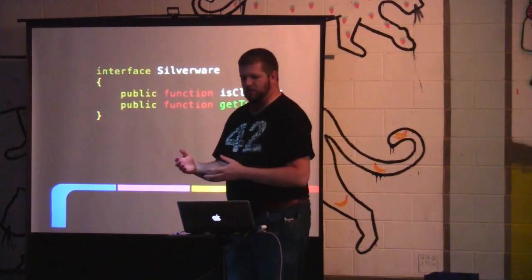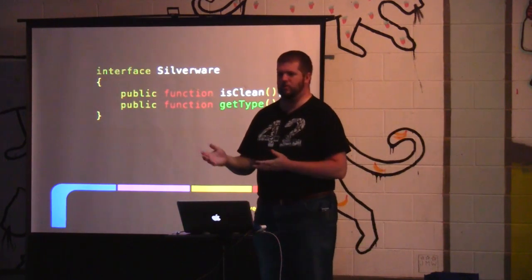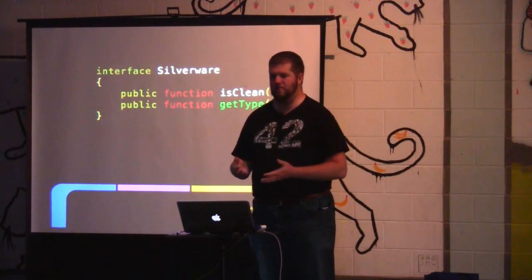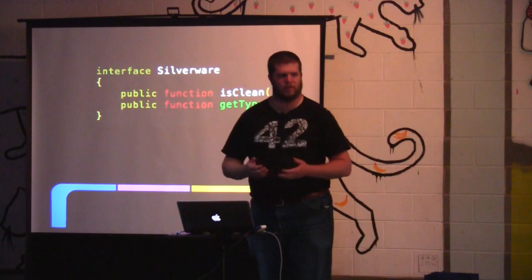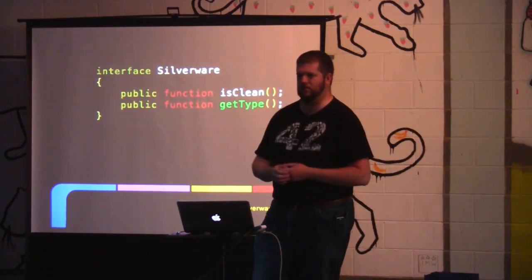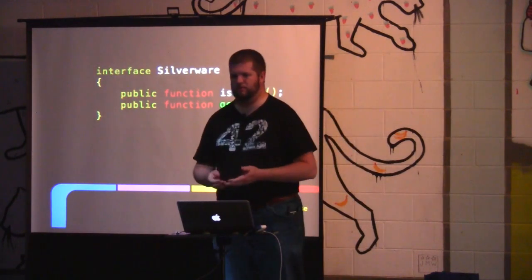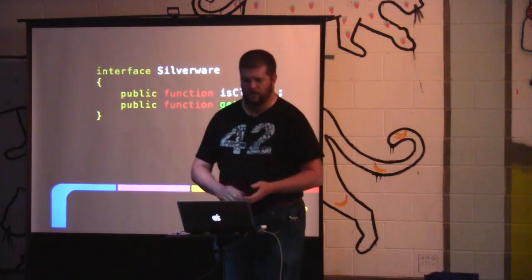And then we'll go ahead and make an interface for silverware as well. All the silverware has a couple of different things in common. It's going to know whether or not it's clean, and it's going to know what type it is, so we can use that and be able to tell if we're trying to saw through a steak with a spoon or something like that.